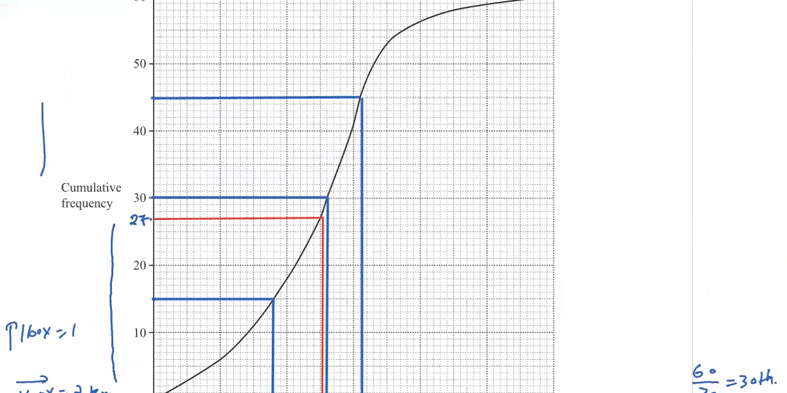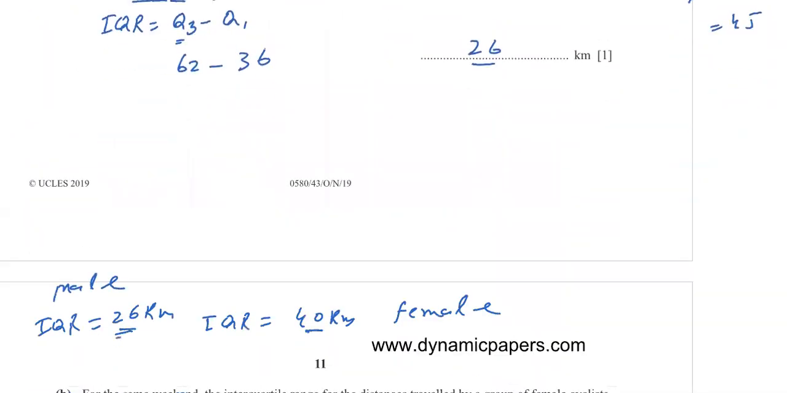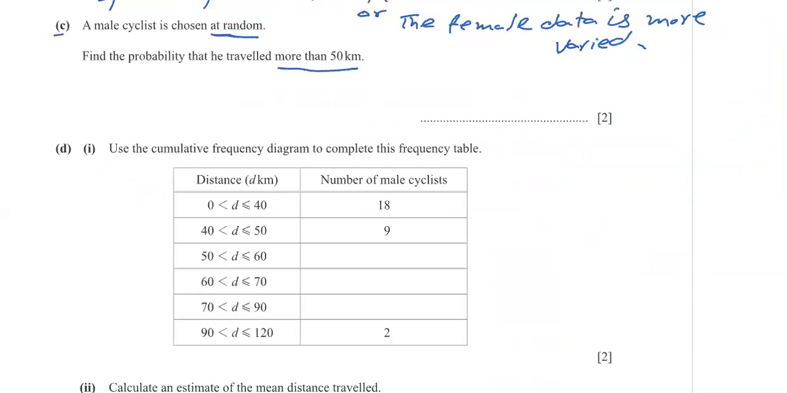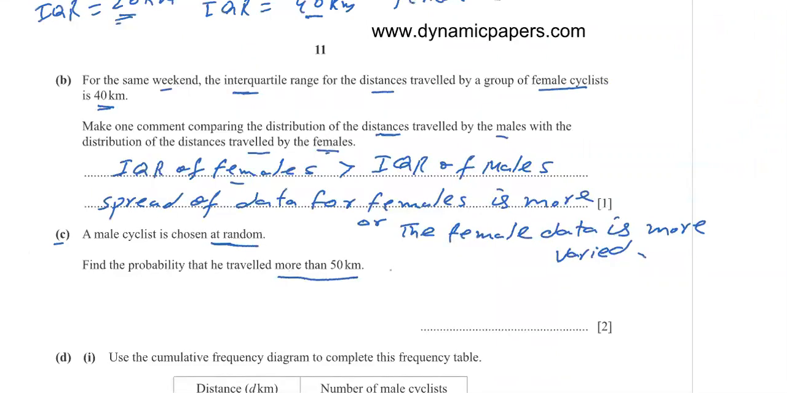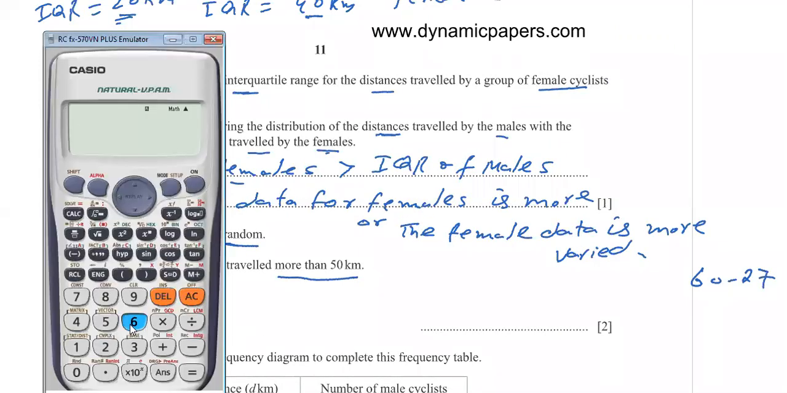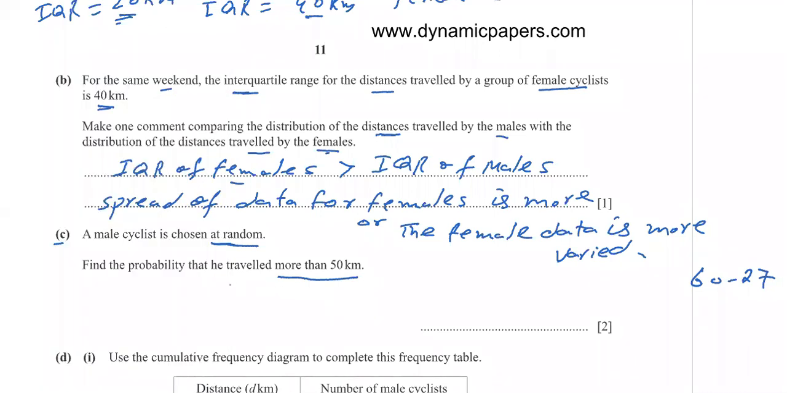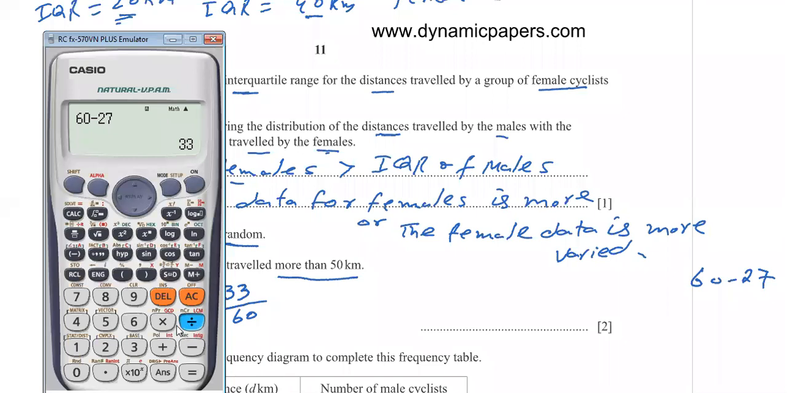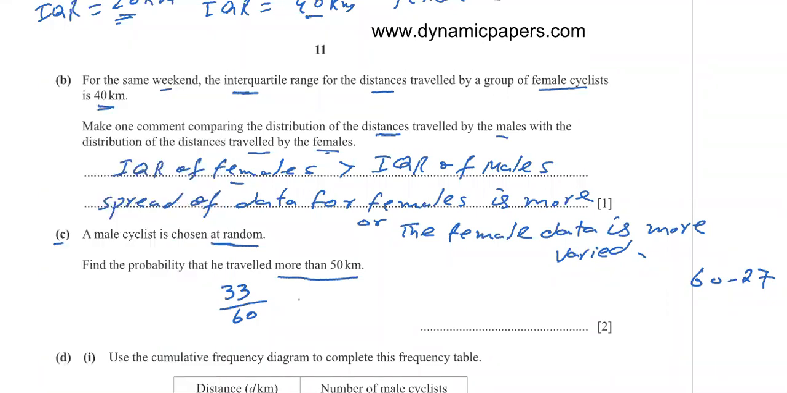We have a total of 60. Out of these 60, how many are traveling more than 50 kilometers? It is 60 minus 27, which is 33. So 33 out of a total of 60. That will be the probability, or you can write it in the simplest form: 33 divided by 60 in the lowest form is 11 over 20.